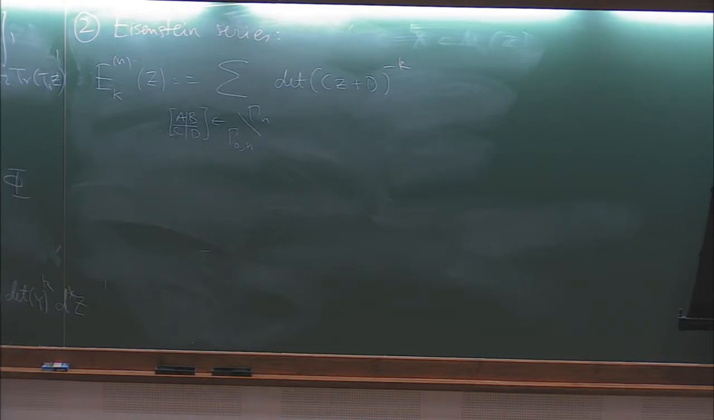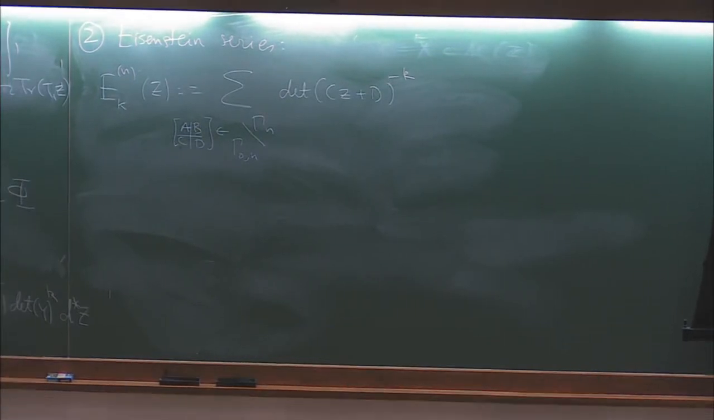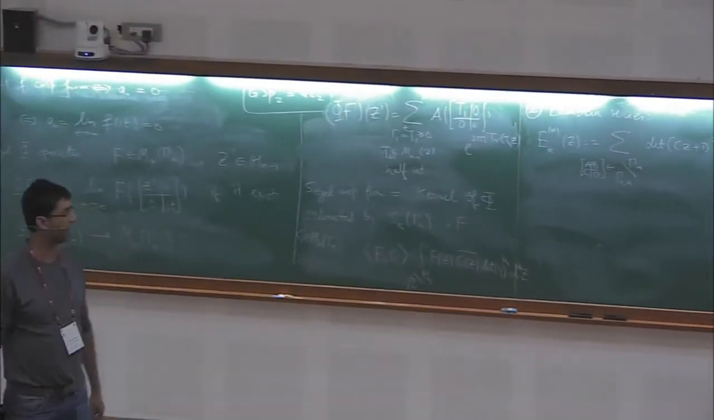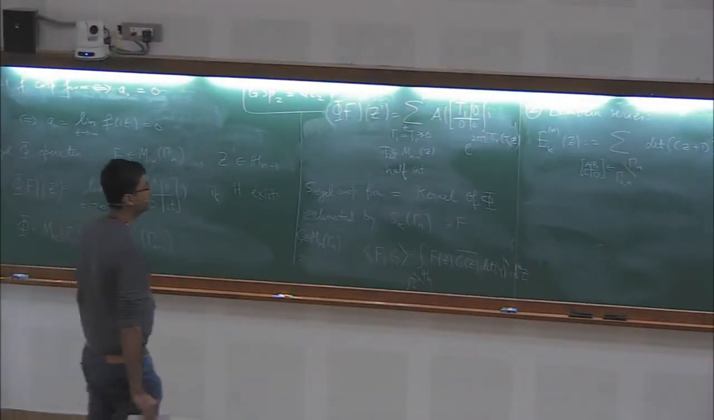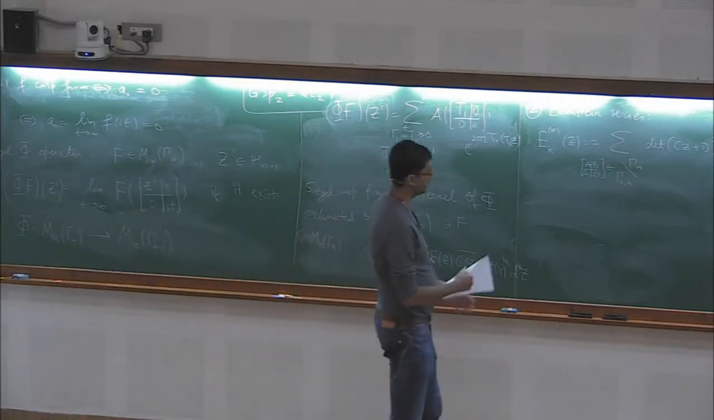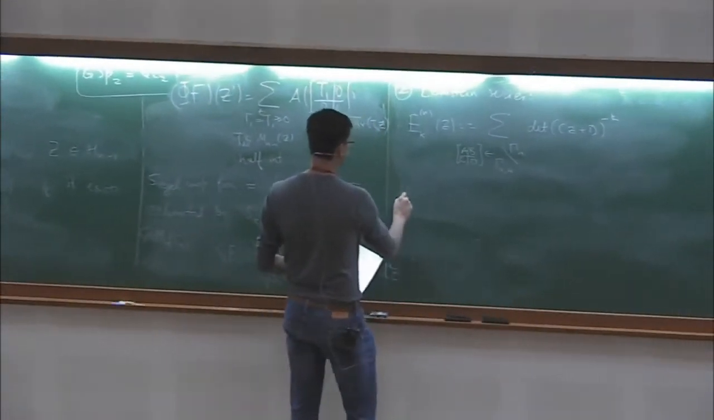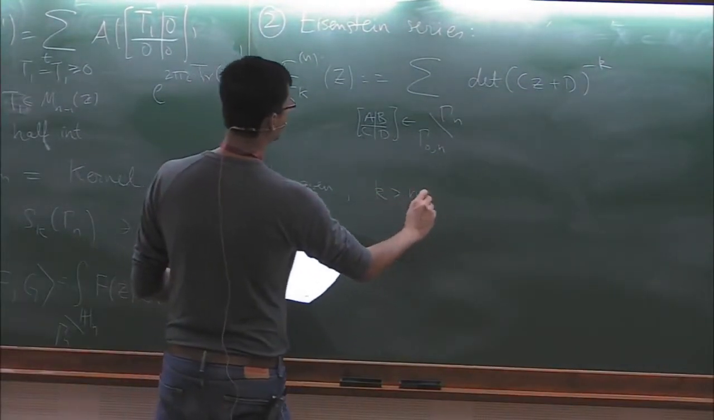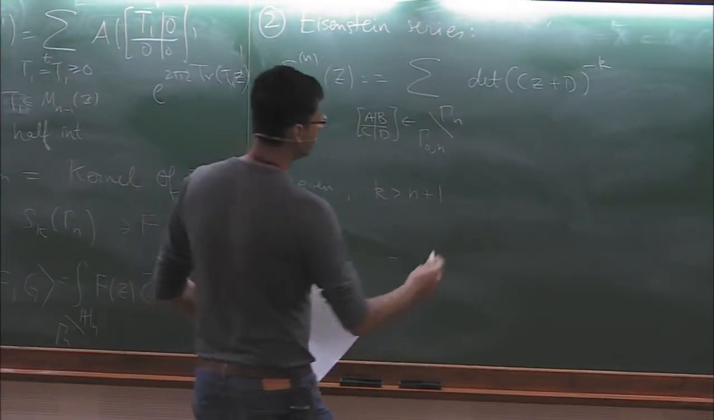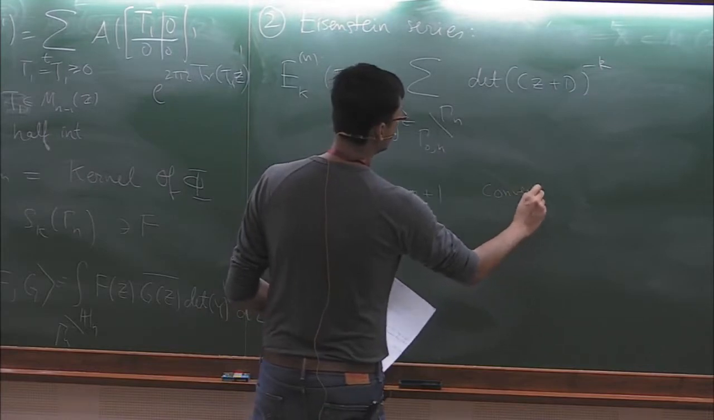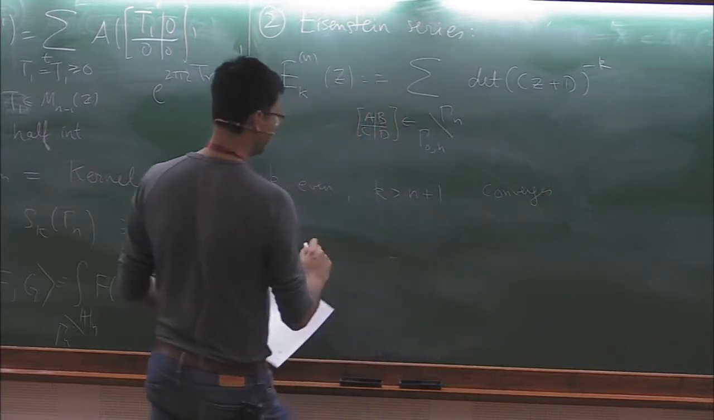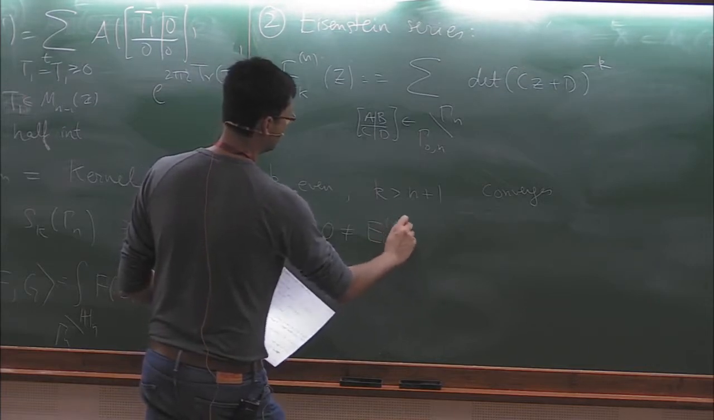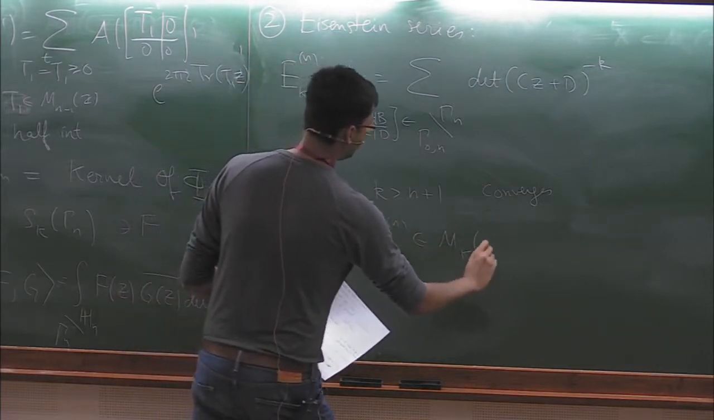So this is the subgroup here. And you can see that this is exactly the analog of 1 over (mz+n) to the k, and you sum over all m and n in a lattice. And so this thing, it turns out, if k is even and k is bigger than n+1, then this converges. And it is non-zero, in M_k(Γ_n).